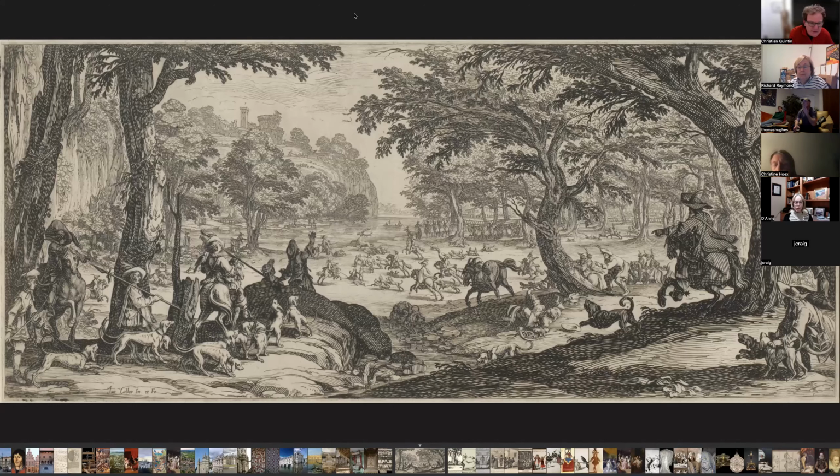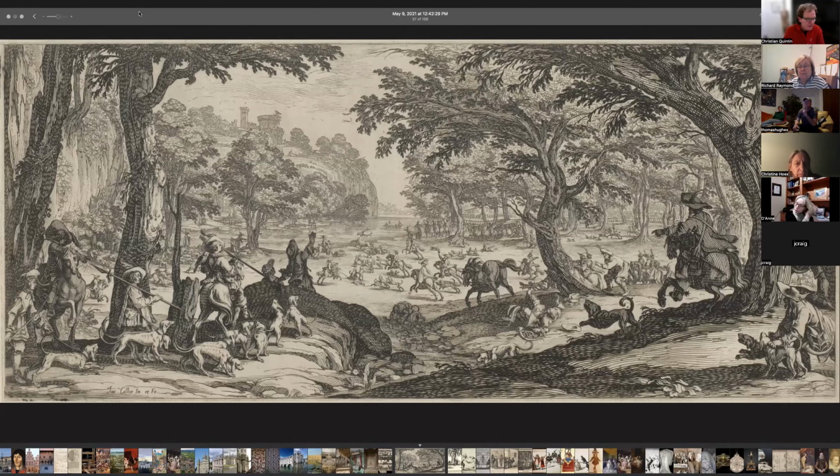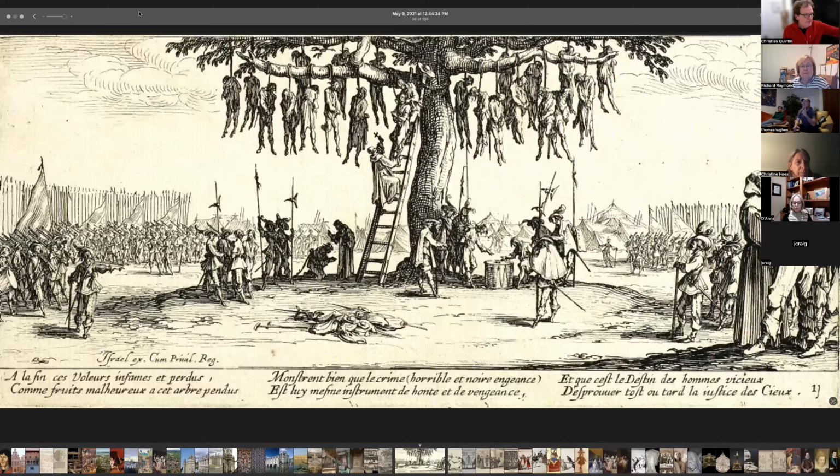This is a deer hunt. It's an etching on paper. It's by a printmaker called Jacques Callot. He made around 14 different etchings, which chronicle the lives of people, the court, soldiers, and landscapes, and so forth. This one is called The Misery of War, the Hanging.